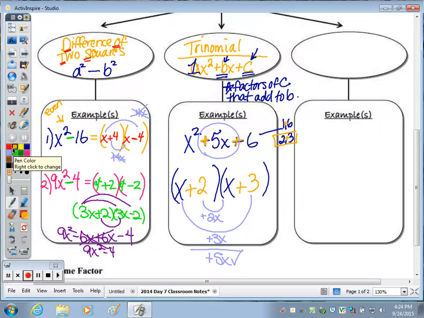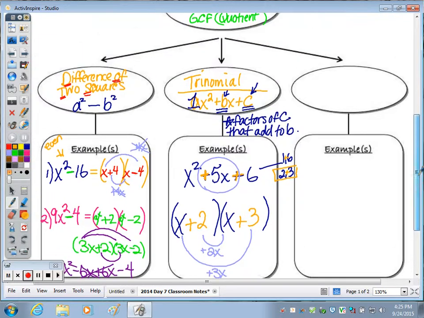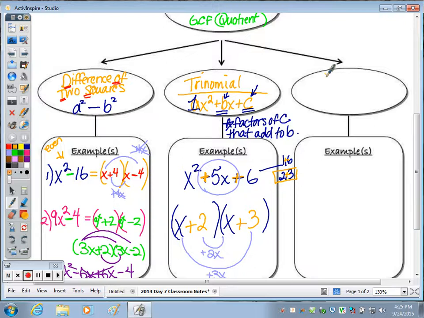So you've checked. It's not the difference of two squares or DOTS. It's not a trinomial. So the last possible option would be your special case. In your special case, the factors are such that the middle term is 2bx and the last term is b squared. And I'll show you what I mean by 2b and then b squared.